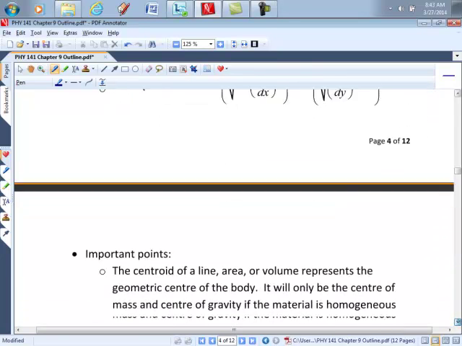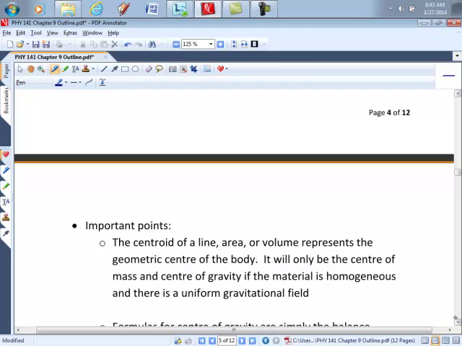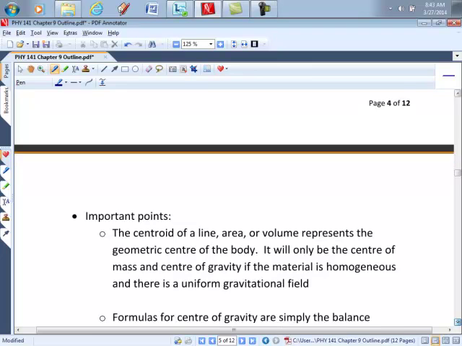All right, before we do some examples, there's some important points to consider. First of all, the centroid of a line, area, or volume represents the geometric center of the body. It will only be the center of mass and center of gravity if the material is homogeneous and there is a uniform gravitational field. If that's the case, we're good to go. If that's not the case, then we'll have to put the varying density and the varying gravitational field into consideration, or into the integrals.